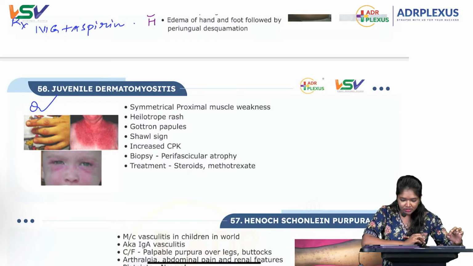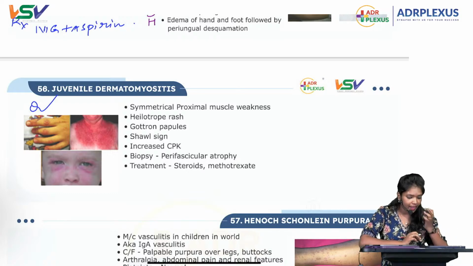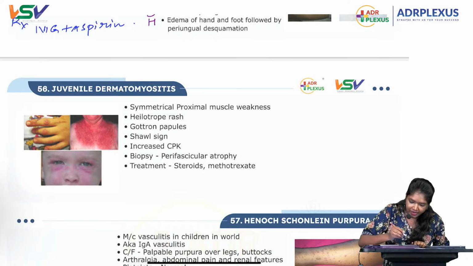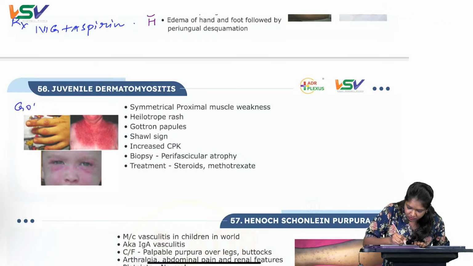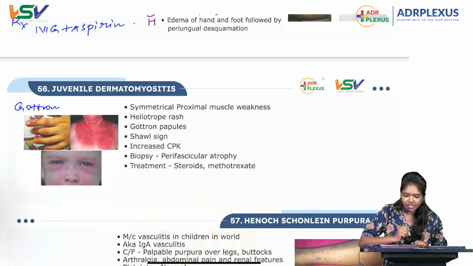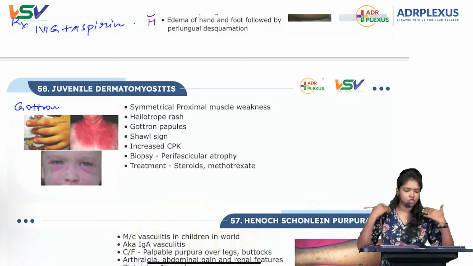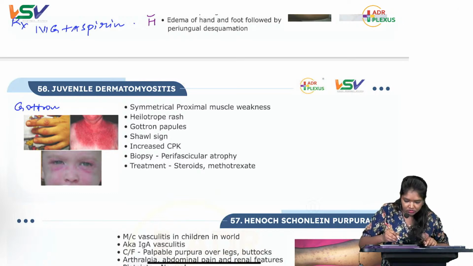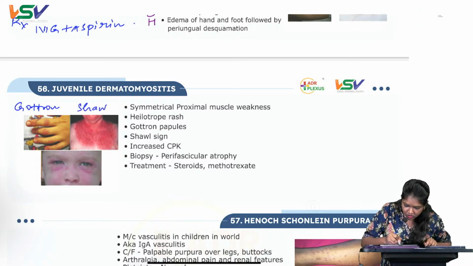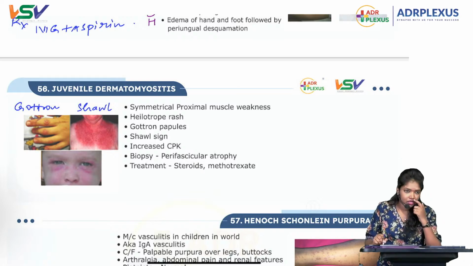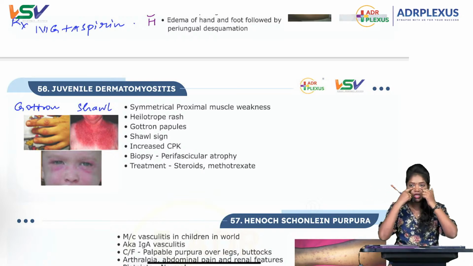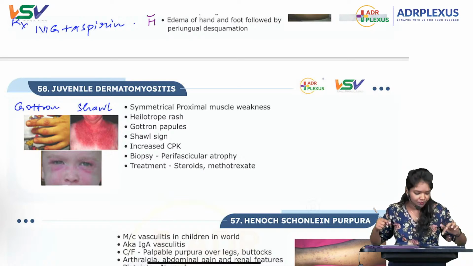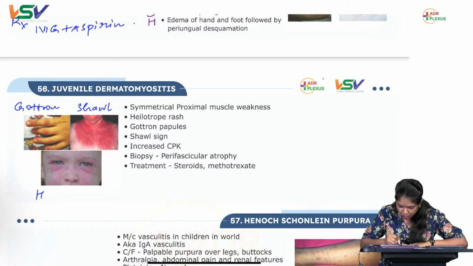Yes, that is called Gottron papule. Very good. This is Gottron papule. Second image, where it looks like someone is wearing a shawl, is called shawl sign. Third image, where you see rashes around the eyes and in the malar aspect, what is that called? Heliotrope rashes.